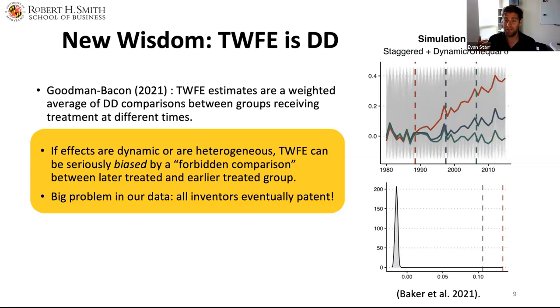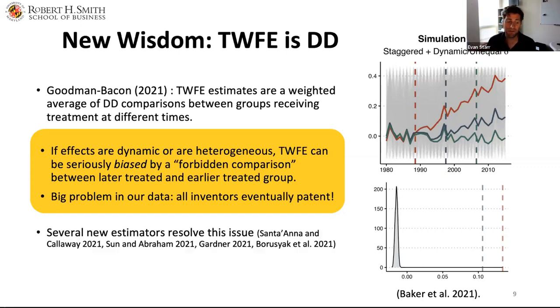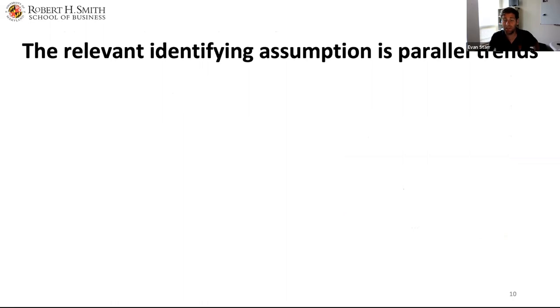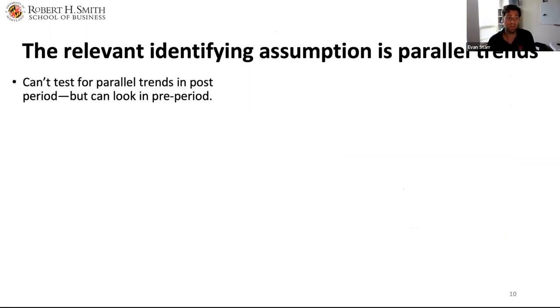That's where we started. We started with a database of inventors. So everybody eventually patents, so this is going to be a big problem for us. Fortunately, there are several new estimators that resolve this issue. Okay, and so the relevant identifying assumption here revolves around parallel trends. Now you can't test for parallel trends in the post period, but you can look in the pre period. Okay, right, so this is the key issue.